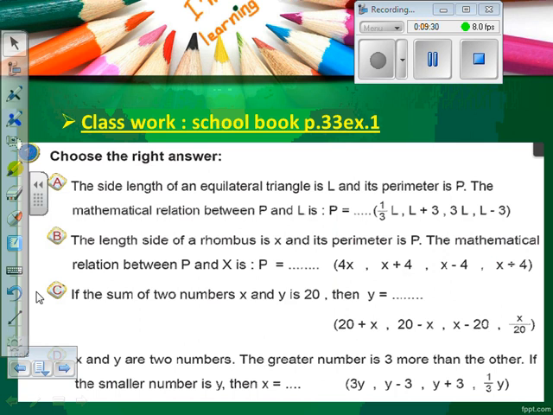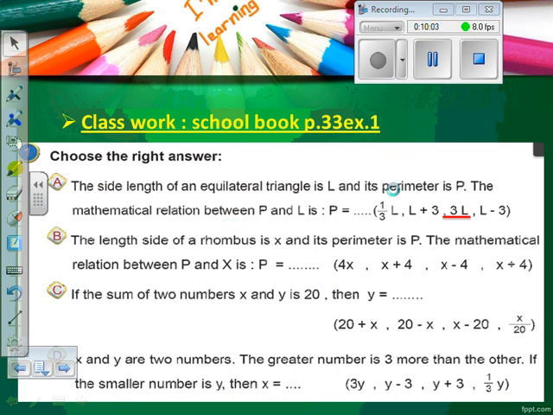In this exercise, he tells me that the triangle is equilateral. What is the meaning of an equilateral triangle? It means the 3 sides are equal. If I know that one side is L, the perimeter will be L plus L plus L. Perimeter means the sum of the outlines. What's the meaning of L plus L plus L? It means 3L.